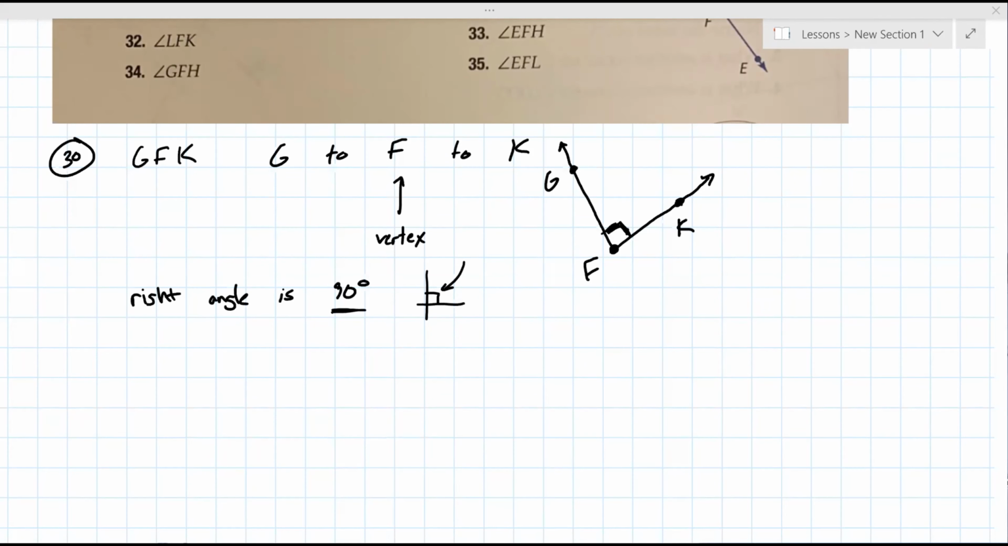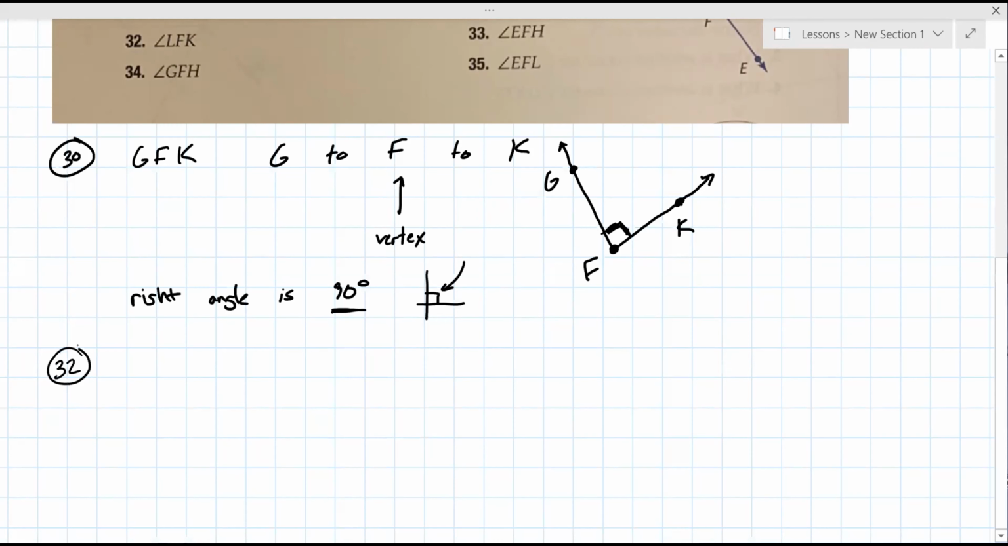Okay. Where I left off is I was trying to show you this angle, this G to F to K, and it's a right angle because it has this box next to it. And then it's 90 degrees. Okay. So we're going to look at 32 next.